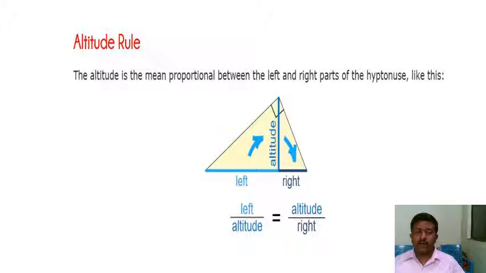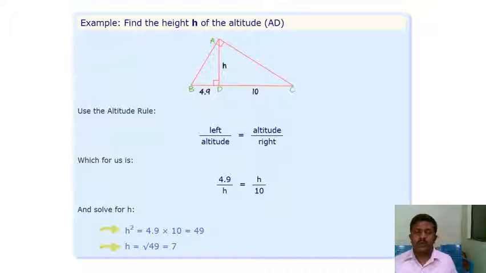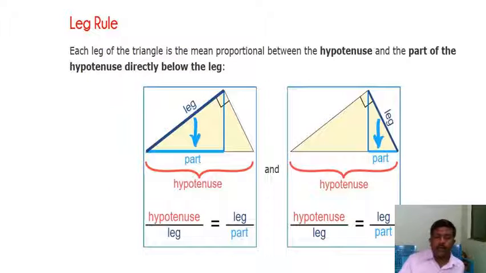Now we are going to learn to define the altitude rule. We know that this is the altitude, this is the left side and this is the right side. So left upon altitude is equal to altitude upon right. Use this rule, left upon altitude, altitude upon right. By using this, now we can find the height h of this altitude. 4.9 upon h equals h upon 10, h into h, h square equals 4.9 into 10. So this will be 49. So taking square root of both sides, h is equal to root 49, which is equal to 7. Leg rule.